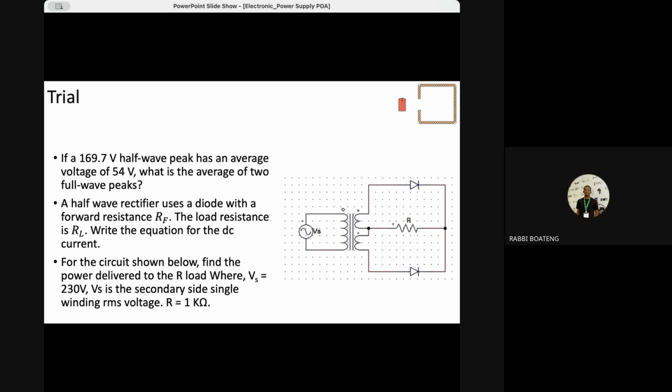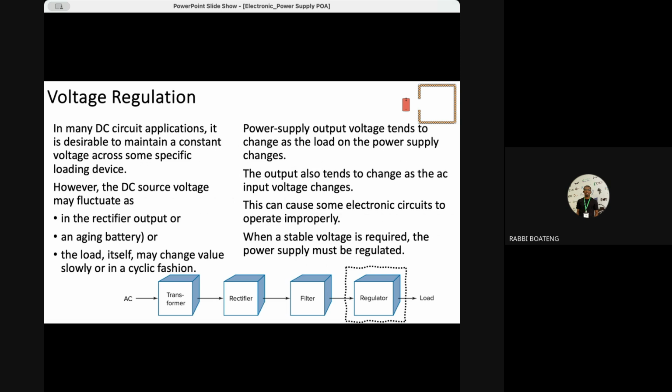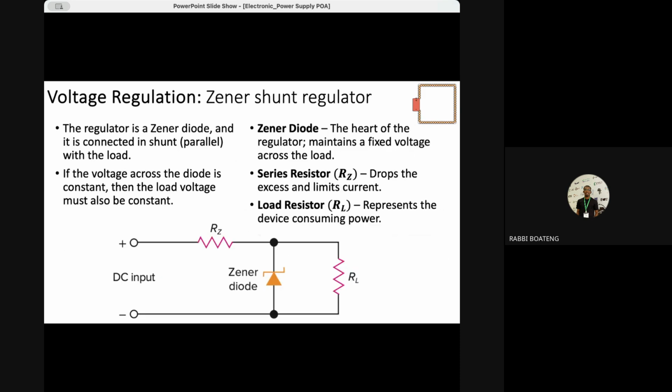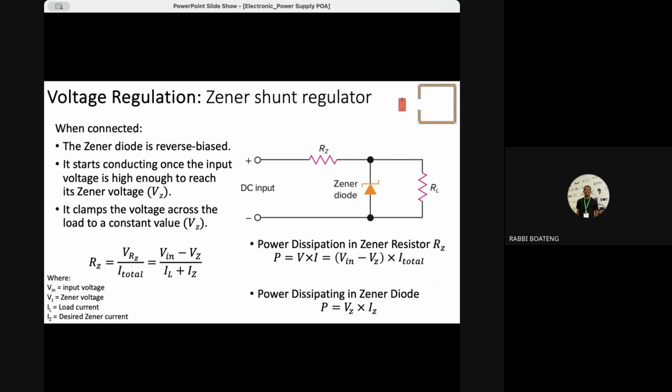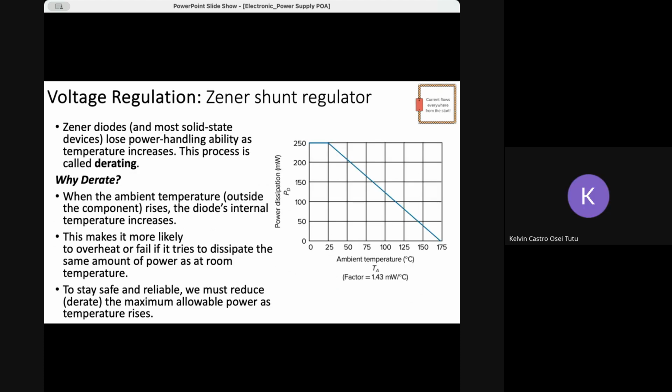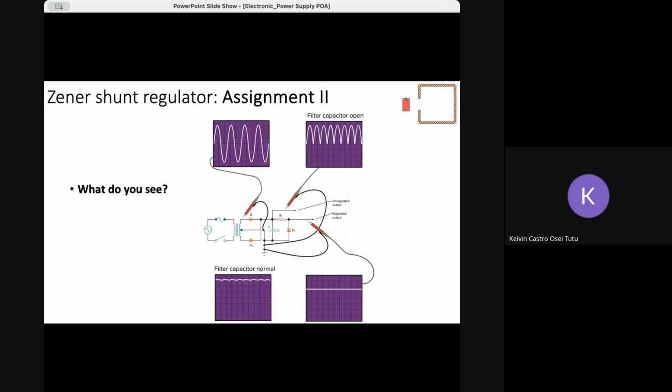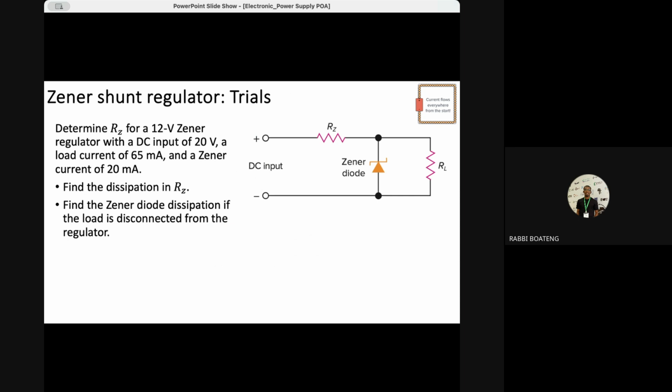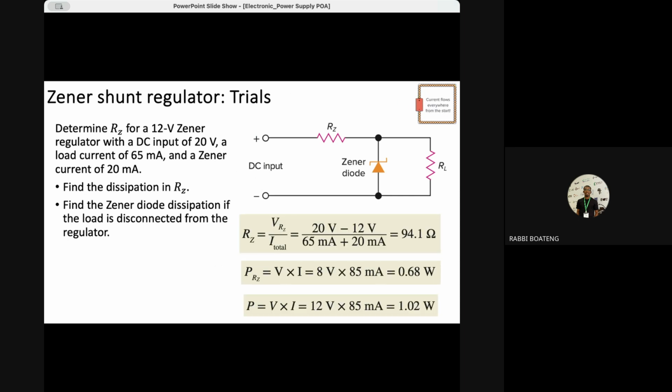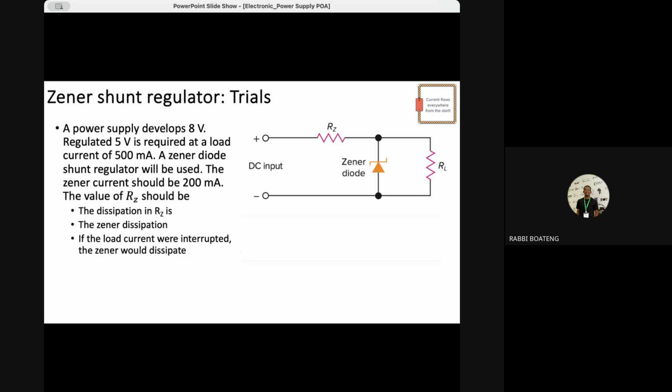Is that okay? Then I think, as of last week, did we do something we call the voltage regulation, where we spoke about the Zener shunt regulator? I think we did this, right? Yes, we did. And I said this is a summary of everything that we've been talking about in power supply. I think we solved this question.